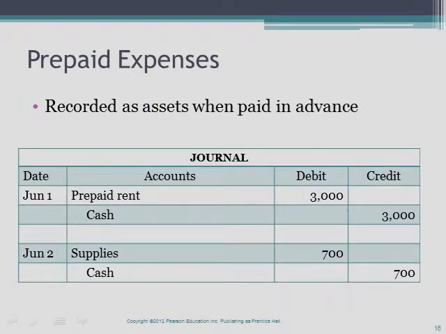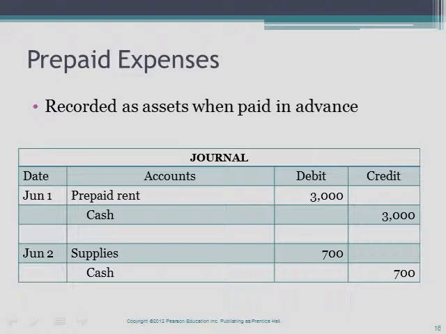Prepaid expense is an expense paid in advance. Therefore, prepaid expenses are assets because they provide a future benefit for the owner. Over time, these benefits expire or are used. Examples include prepaid rent and supplies. When these items are purchased, an asset is recorded. The adjustment records an expense for the used portion and decreases the asset.